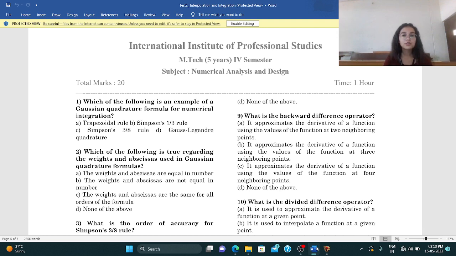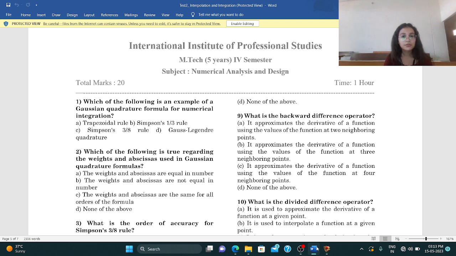Question 1. Which of the following is an example of Gaussian quadrature formula for numerical integration? Option A. Trapezoidal rule. Option B. Simpson one-third rule. Option C. Simpson's three-eighths rule. Option D. Gauss-Legendre quadrature. And the answer is Gauss-Legendre quadrature.